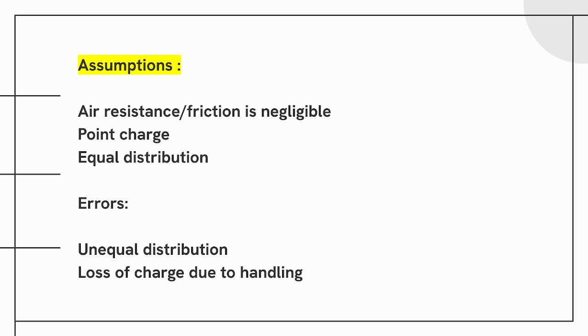But the errors in the experiment, for both parts but specifically the real part, were that it wasn't actually an equal distribution, it was unequal, and there was loss of charge due to bad handling.